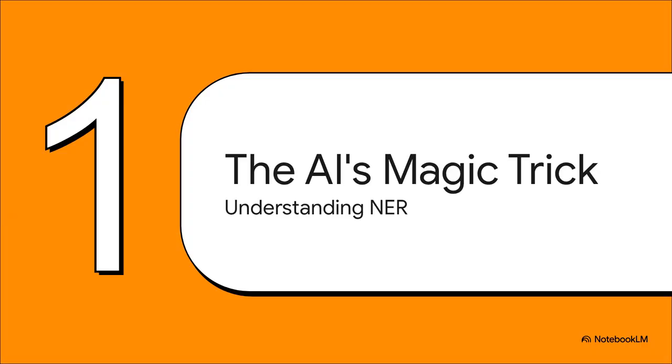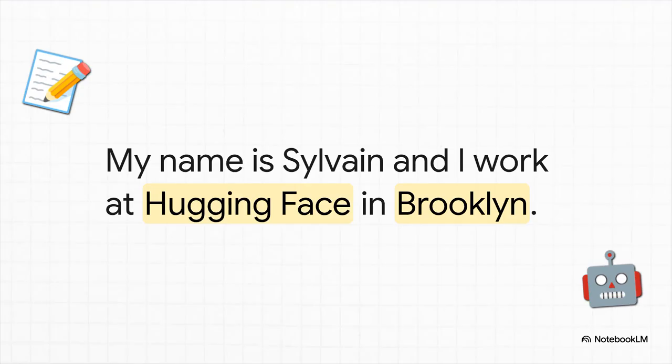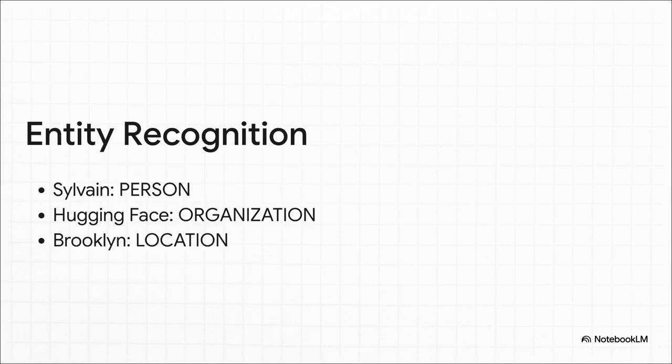So, let's start by putting a powerful AI model to the test. The task is pretty simple. Just understand one single sentence. All right, here's our sentence for today. My name is Sylvain, and I work at Hugging Face in Brooklyn. Super straightforward for us, right? You've got a name, a company, and a place. And just like that, the model nails it. Sylvain is a person. Hugging Face is an organization. Brooklyn is a location. Perfect. It seems like it gets it, just like we do.